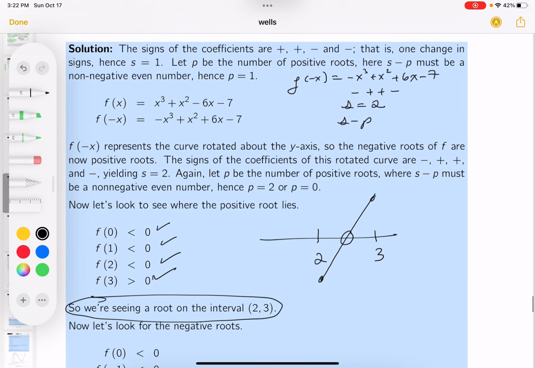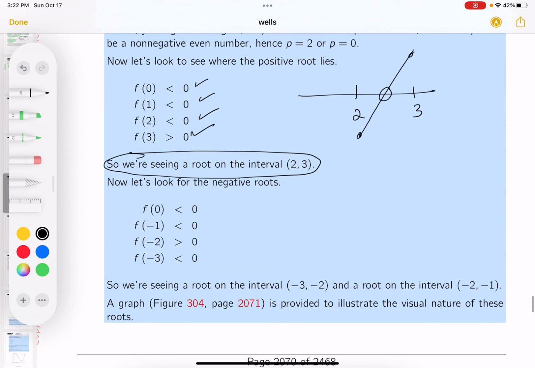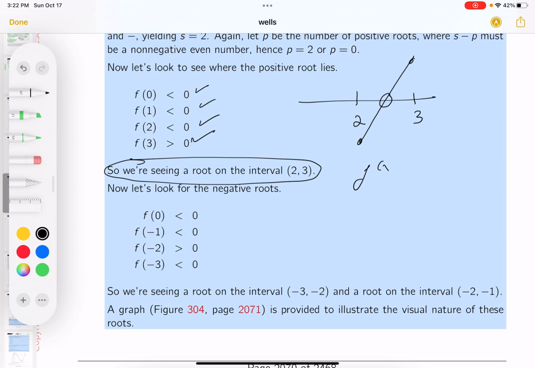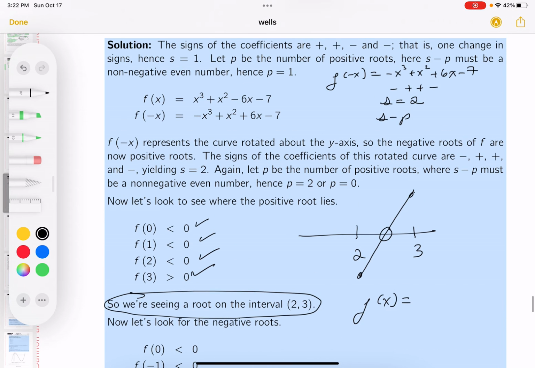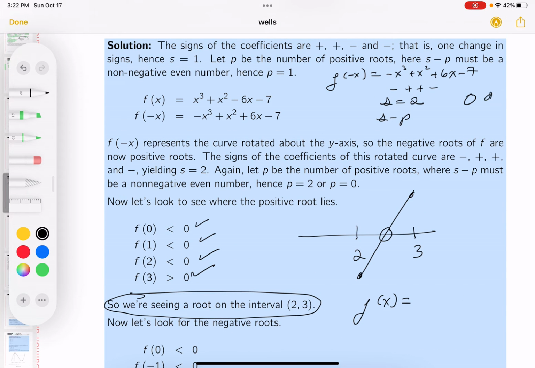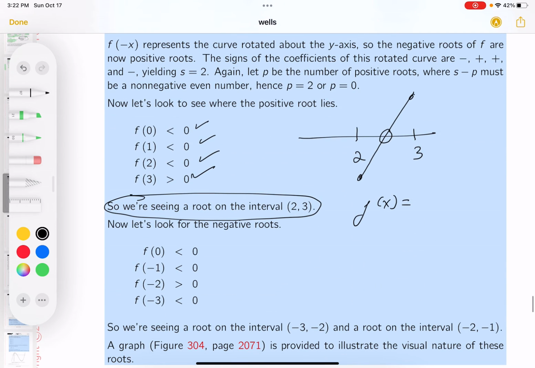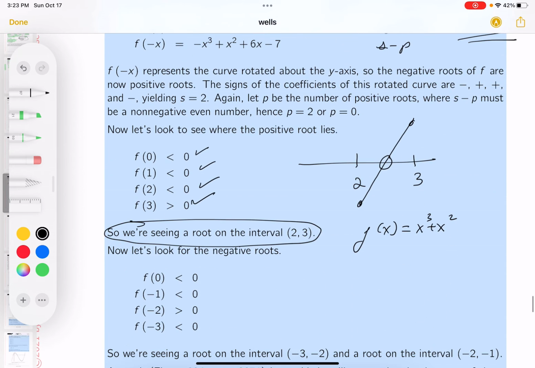All right? So what I need to do is we're going to look below the 0 now. And I'm going to get 0 or 2. Let me write f of x down for you, I forgot what it is. It's x cubed plus x squared minus 6x minus 7. Again, I'm just looking at integers. Well, I did f of 0. Let's do f of minus 1.